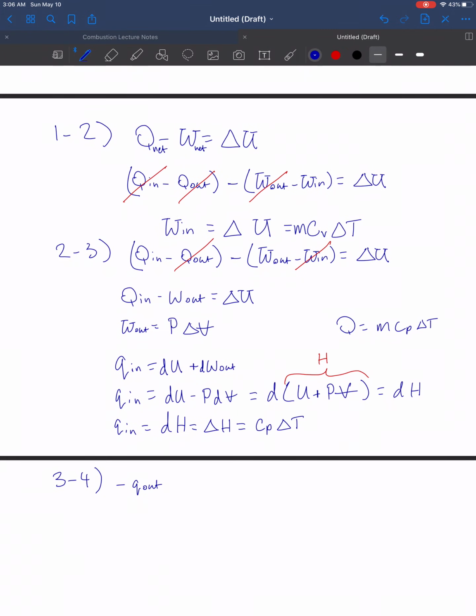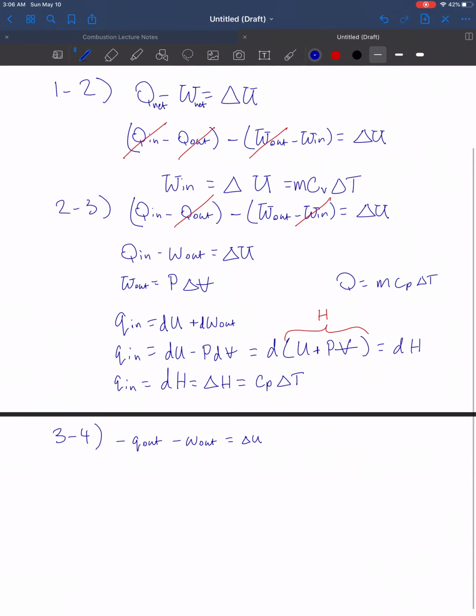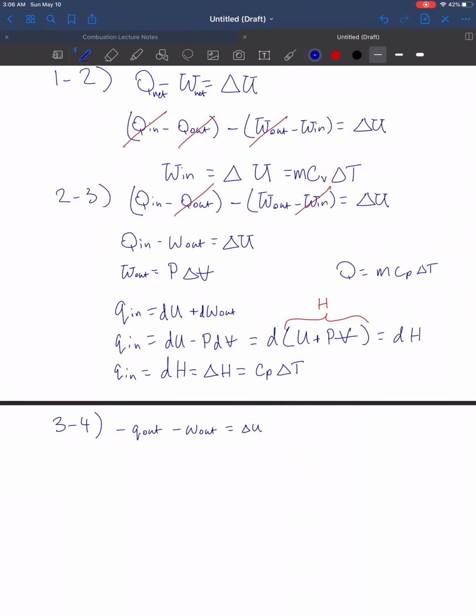There's also work out, if I'm correct. Yes. That is equal to delta U. Now, what might they ask you for? They might ask you for the work out here. Let me see. Work out is going to be delta U minus Q out. Yeah, something like that. So what is that going to look like?